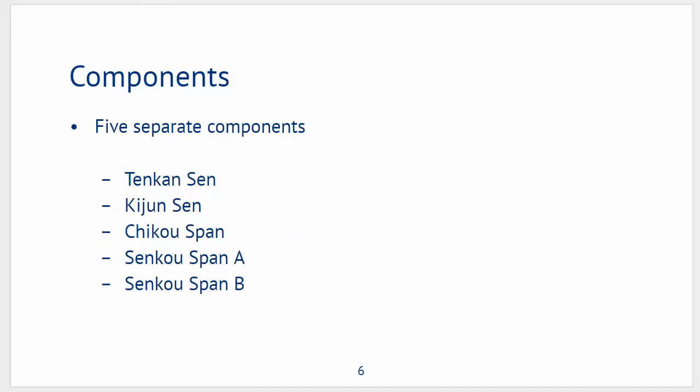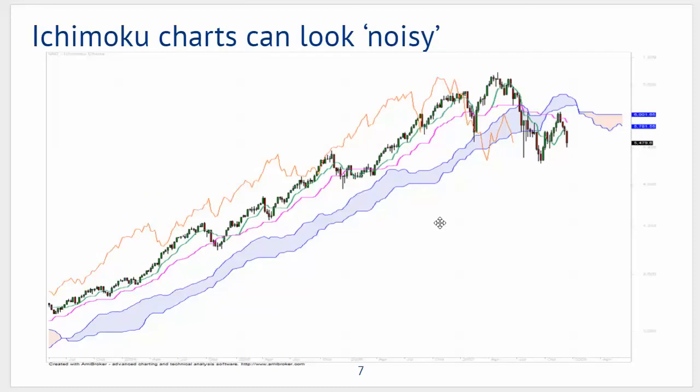Now, the various components of Ichimoku, there are 5 of them. There's the Tenkan, the Chikou Span, the Senkou Span A, and the Senkou Span B. Now, just looking at this chart here, and this is what really irks people who are new to Ichimoku. They look at these charts and they think, oh, look at all the information there. They just look so noisy.